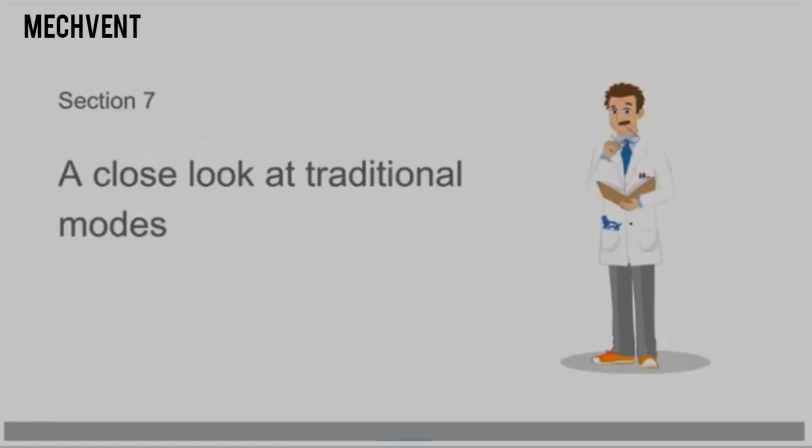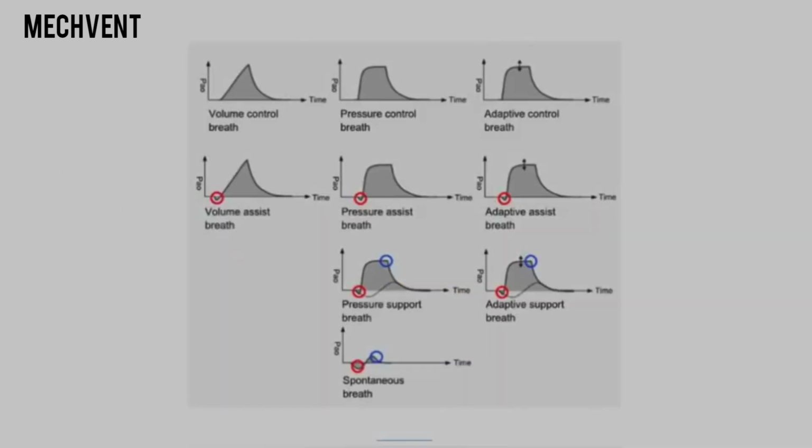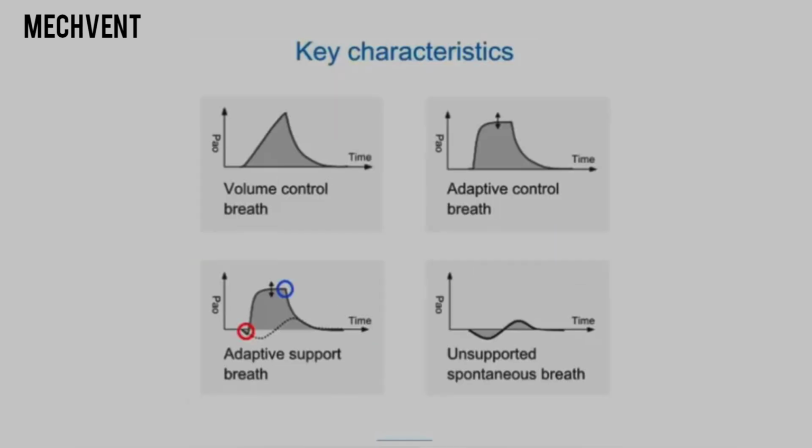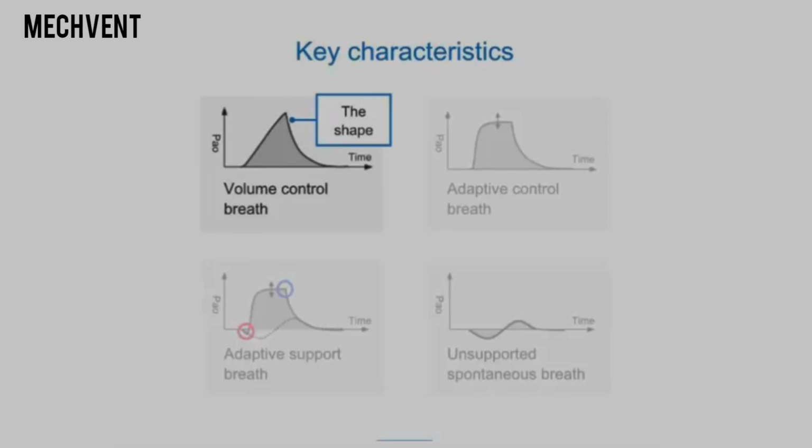A close look at traditional modes. In this section, we describe in depth the traditional modes in groups based by analyzing their breath types and sequences. To make the information easier to understand, 9 breath symbols are used. Note the key characteristics. A volume breath is identified by its unique shape.